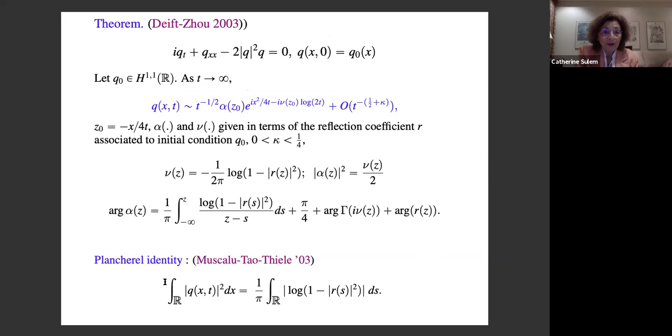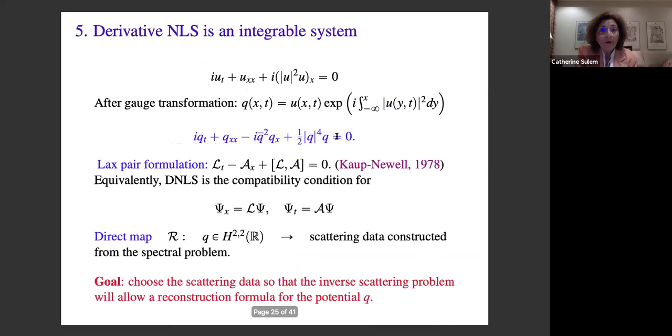Finally, I would say also that there is a Plancherel identity, a little bit like in the Fourier transform: the L2 norm of Q is equal to the integral of a quantity constructed from the reflection coefficient. Okay, so now, in the time that remains, I would like to discuss what happens for the derivative NLS and some difficulties that come up that we have not seen in defocusing NLS.